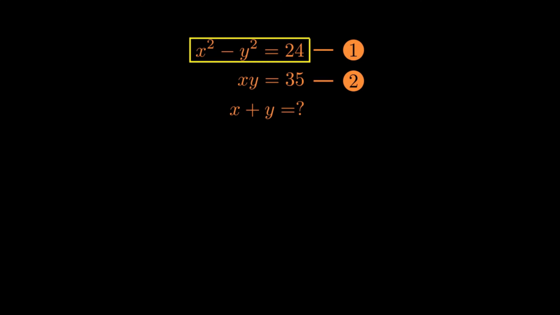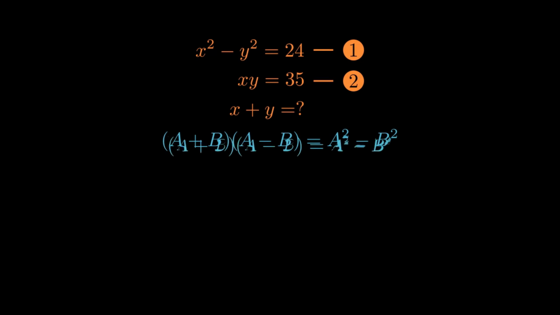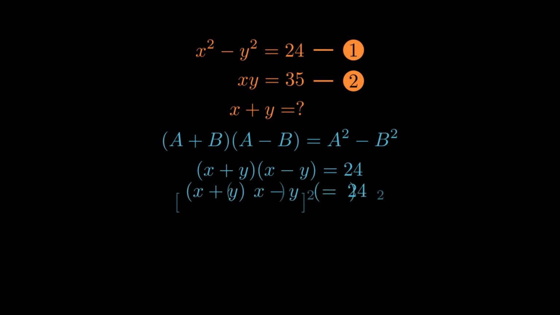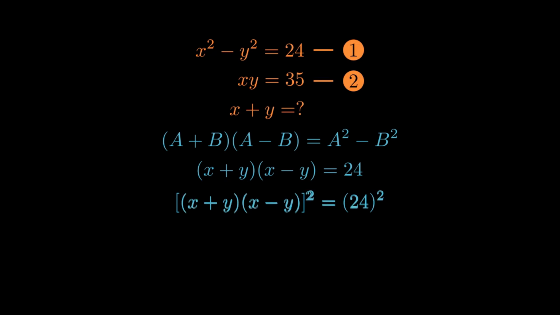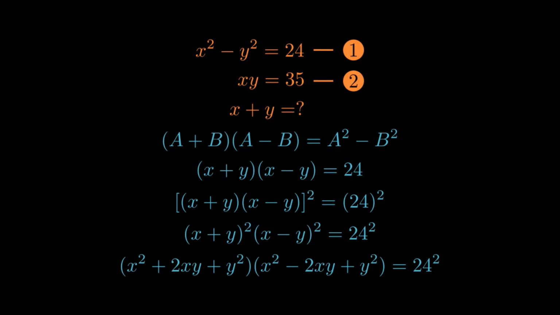From equation 1, we can see the identity (a plus b) times (a minus b), giving us (x plus y) times (x minus y) equals 24. Now, we can square both sides of the equation, which gives us (x plus y) squared times (x minus y) squared equals 24 squared. From here, we arrived at (x squared plus 2xy plus y squared) times (x squared minus 2xy plus y squared) equals 24 squared.